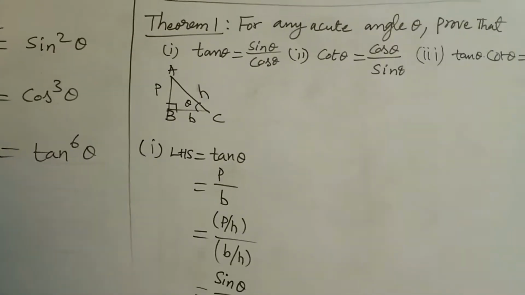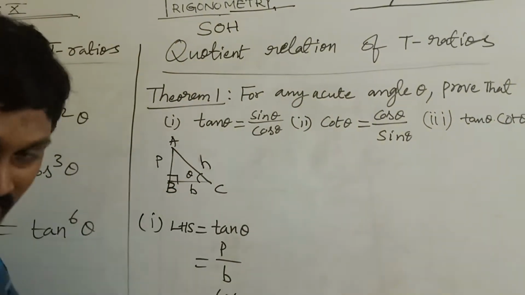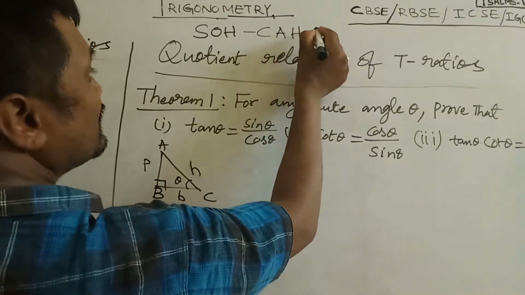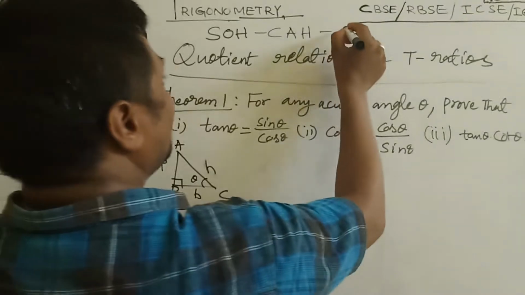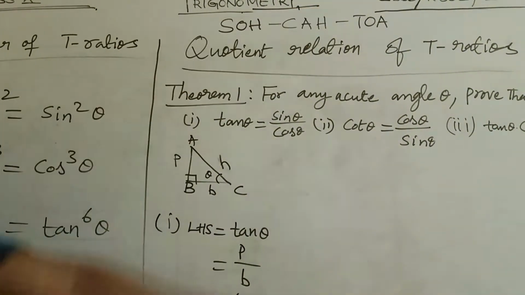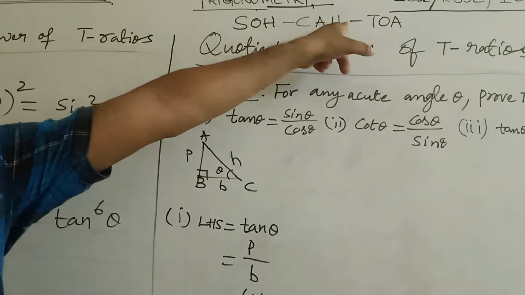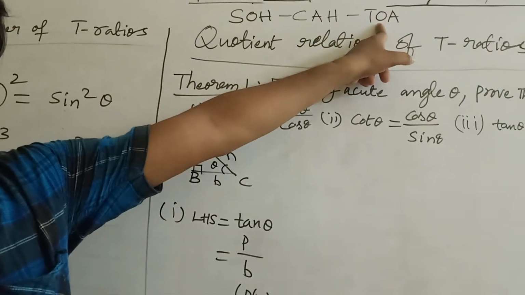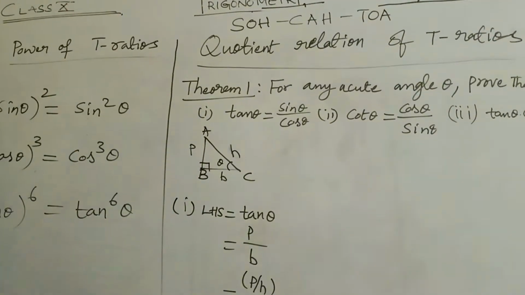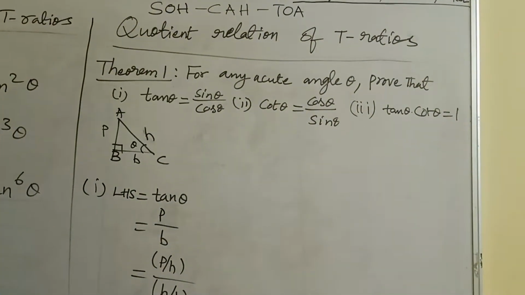For that, there is one mantra. Remember this mantra, okay? SOH, CAH, TOA. So, SOH-CAH-TOA. The meaning of that: sin theta is opposite side upon hypotenuse, cos theta is adjacent side upon hypotenuse, tan theta is opposite side upon adjacent side. Remember this so that there is no need to memorize the formulas by heart. So SOH-CAH-TOA, remember it in that way.